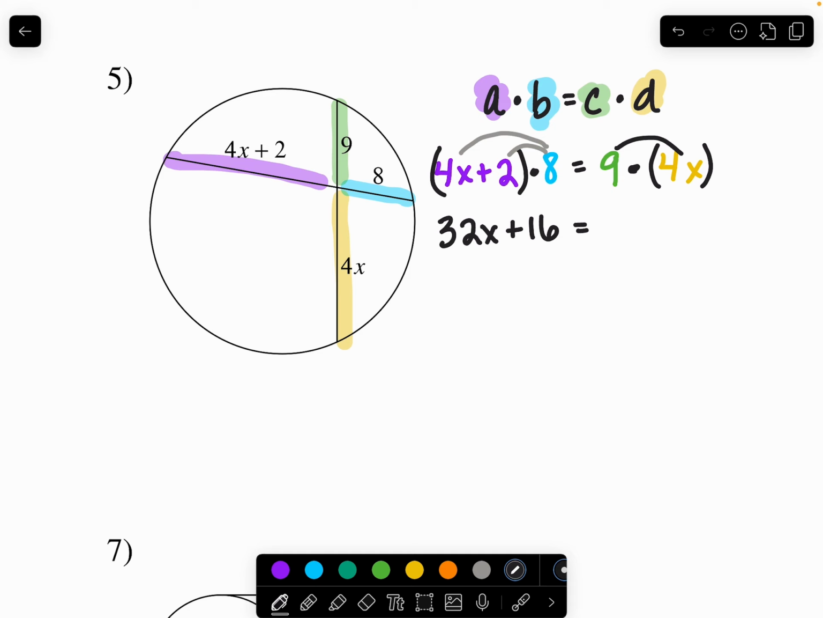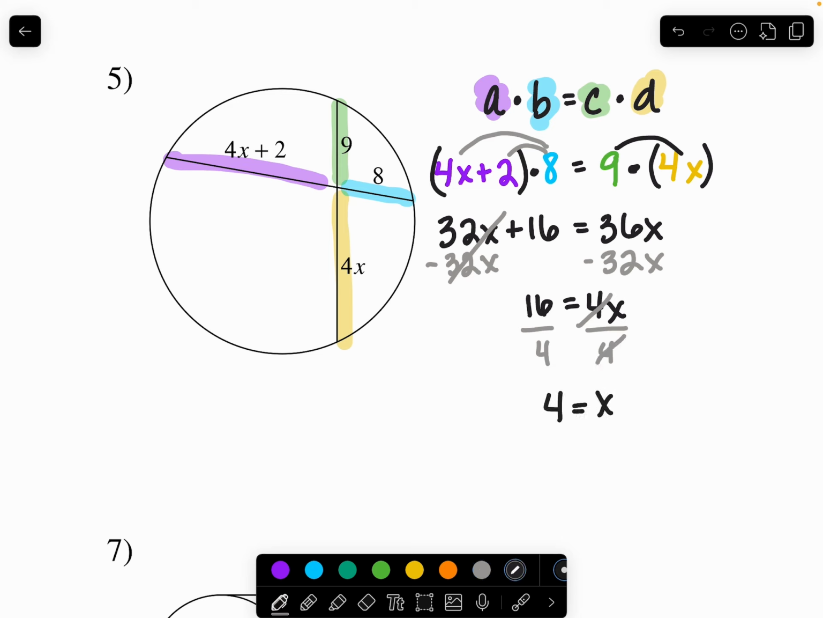And then 9 times 4 is 36. And we don't multiply the 9 times the x because we already did. The only time you multiply the outside number by multiple things is if you have a plus or minus. Now we're going to subtract the x term with the smaller coefficient. That leaves us with that. Then we're going to divide both sides by 4, which means x equals 4. Go ahead and try number 6.